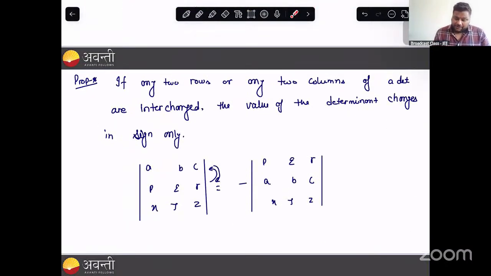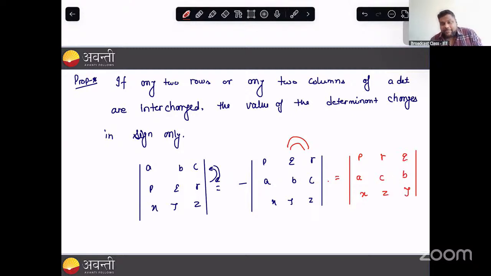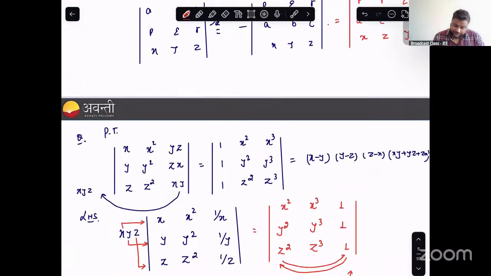Then I told you a property that if we change 2 rows in a determinant, the value of the determinant changes in sign only. It was positive earlier, now it becomes negative if I change these two. If I apply this operation once again, like I exchange this column and this column, then the sign will again reverse. So again one more minus came, so it became positive.